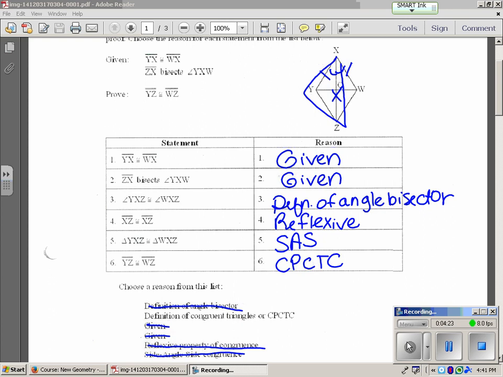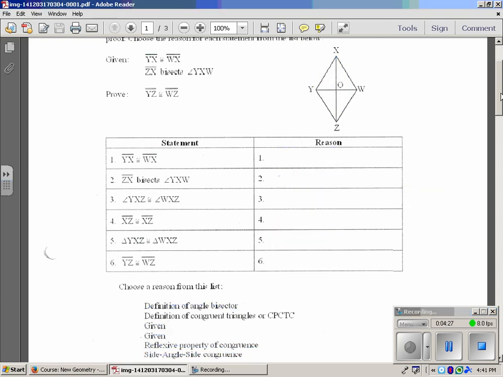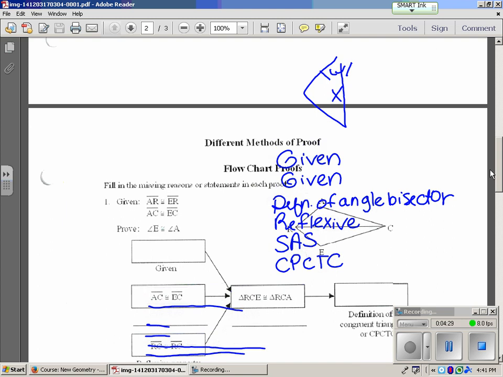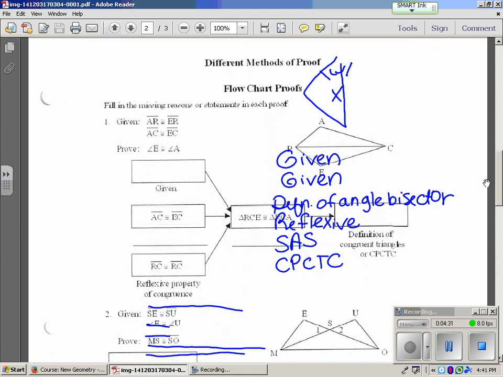So the first thing we're going to focus on is going to be a flow chart. Again, I know some of you guys like those flow charts and some of you guys don't like those flow charts.